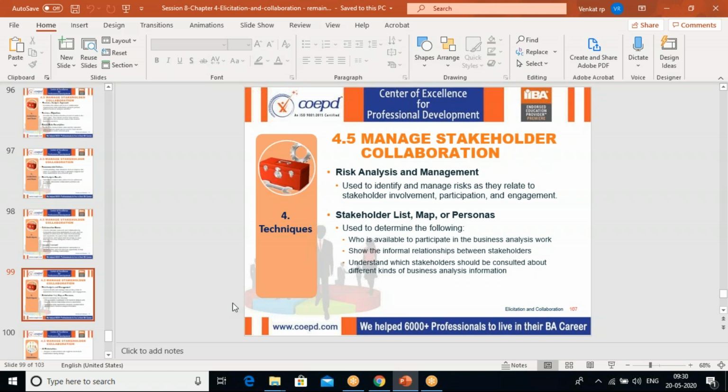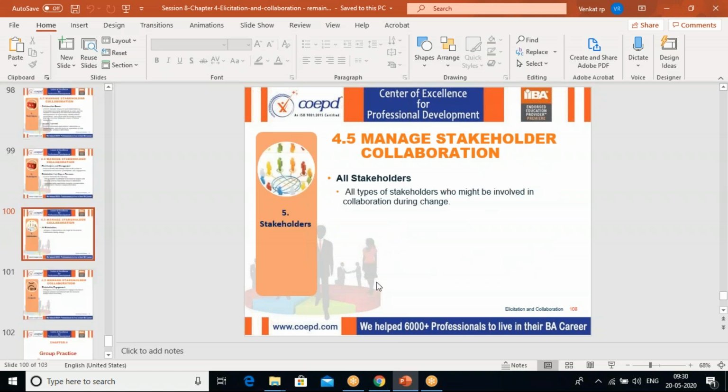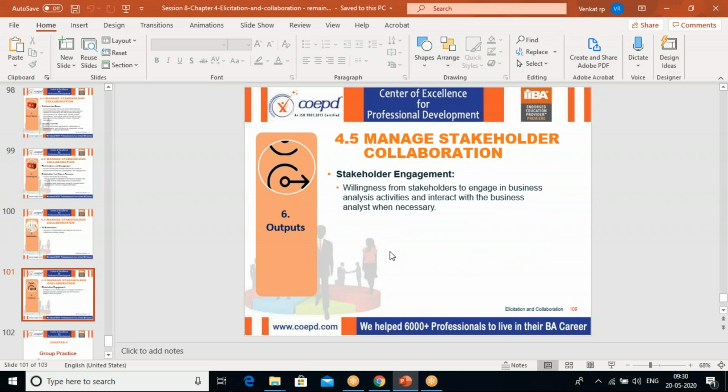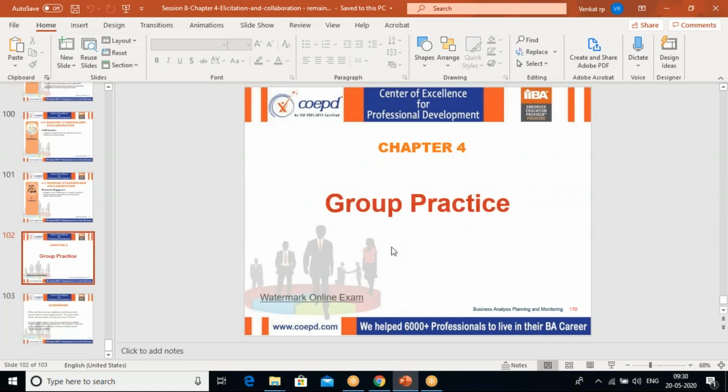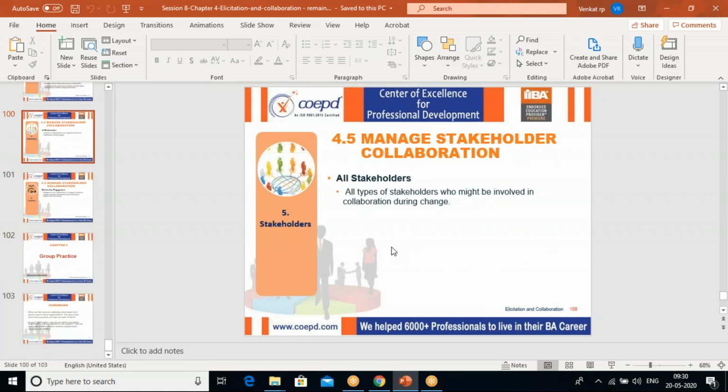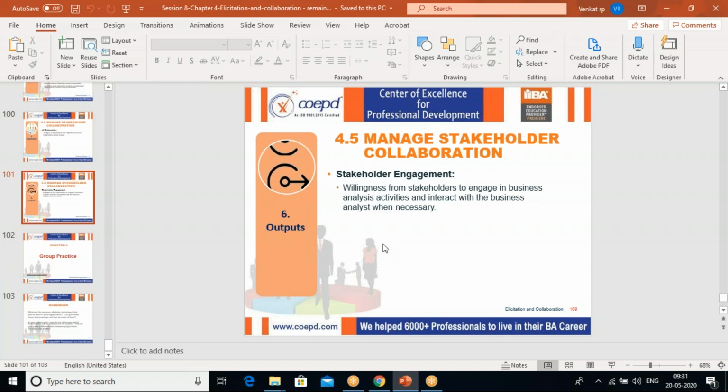Okay, and here the output you can see is the stakeholder engagement plan, we will be getting it. So what we have to do next is apply this knowledge onto the case study, like what we did for prepare for elicitation. Okay, the next 4 tasks, we will be applying it, and we'll be working on it. Fine, got it, clear on this?